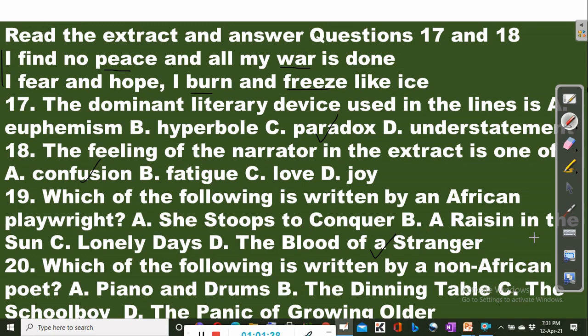Then B, A Raisin in the Sun is also a non-African play that actually portrays racism in America in the olden time, all right? Probably after abolition of the slave trade, when the whites were still discriminating against the Black Americans in American society. That's A Raisin in the Sun. It's a play, unlike the other book, Native Song, which is prose, but this is actually a play. This A Raisin in the Sun is written by Lorraine Hansberry, a non-African playwright.